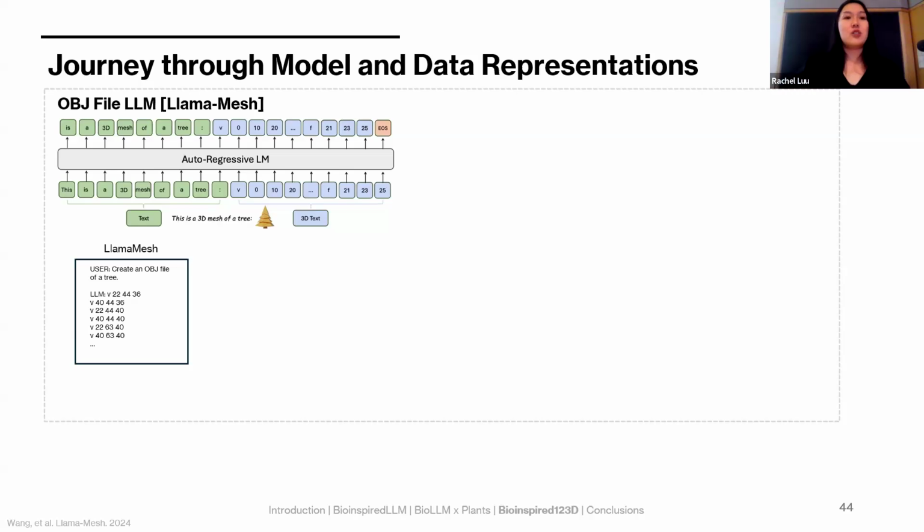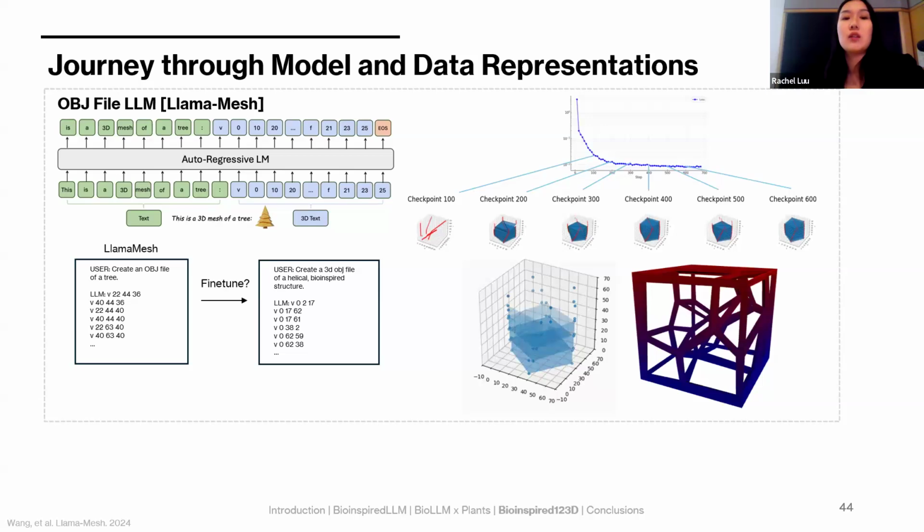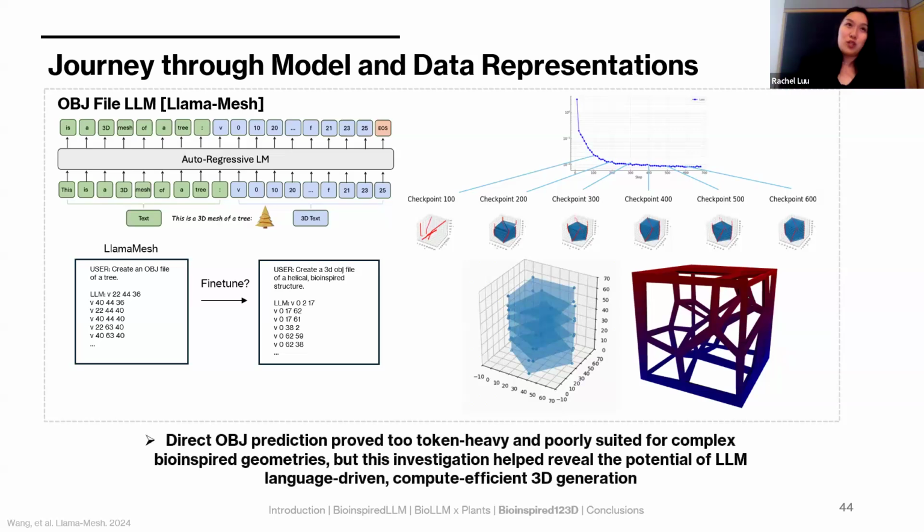And so we're like, okay, let's try this out. So we fine-tuned this model using our own data set, specifically the helical models here. And we find that it actually works quite well. The model learns over time, it figures out how to build these systems. But the main issue is that once we wanted to move on to more complex designs, the object prediction became way too token heavy, especially since it's listing all the vertices. If you had a curved object, it has a lot more vertices. So it ended up being way too token heavy and poorly suited for bio-inspired geometries. Still, it helped reveal this potential for LLM-driven 3D generation.